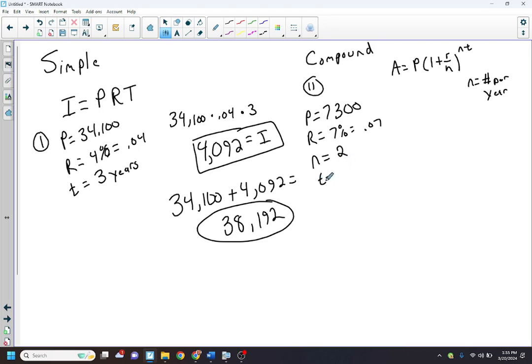And then time equals 3 years. So we just plug that in. The amount equals 7,300 times 1 plus 0.07 divided by 2, to the power of 2 times 3. Remember, if I say semi-annually, that would mean 2 times a year. If I said quarterly, that'd be 4 times a year. If I said monthly, how many times a year would that be? 12.